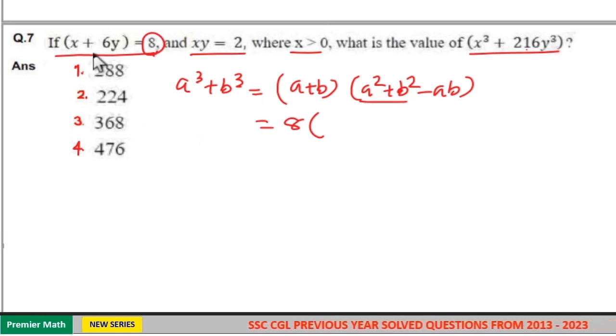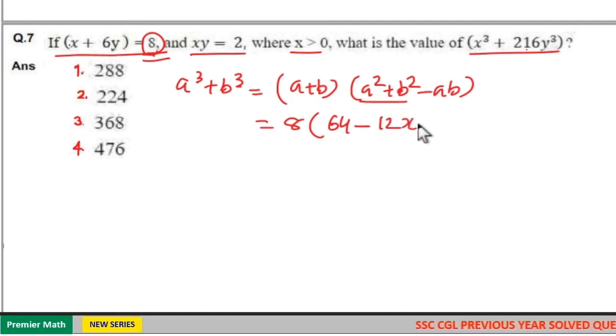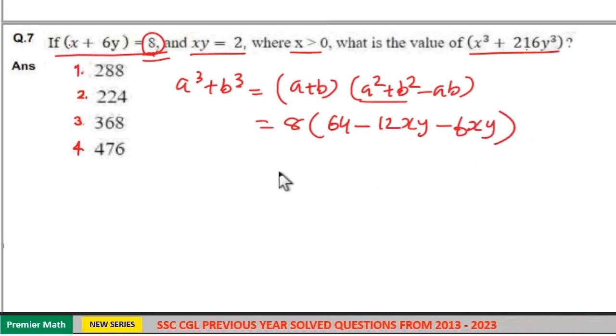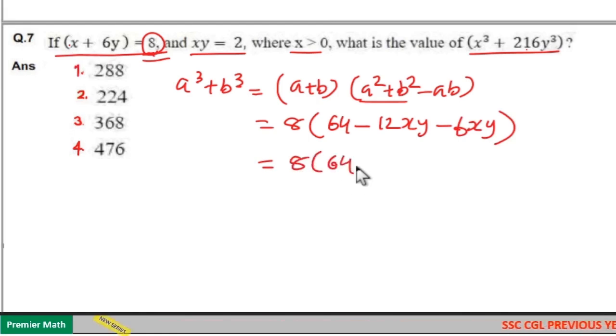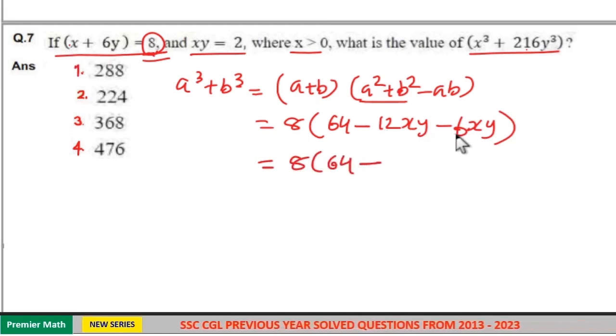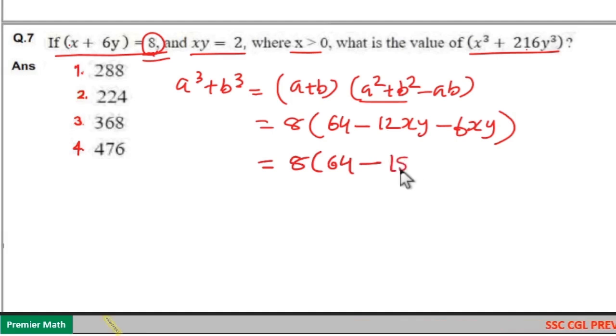Now a square plus b square means we can find it from the first term. So square the whole term, which is equal to x square plus 36y square is equal to 8 square minus 2 into x into 6y, that is 2 into 6xy, 12xy. Remaining minus ab means minus x into 6y, that is minus 6xy. Now this is equal to 8 into 64 minus 12xy minus 6xy is equal to minus 18xy.